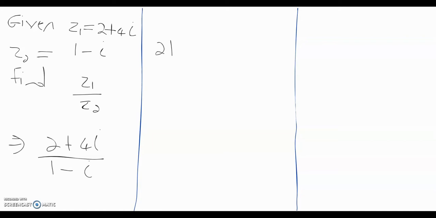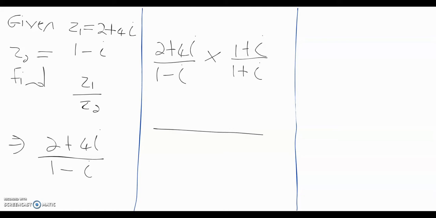So I'm going to have 2 plus 4i over 1 minus i multiplied by the conjugate of the denominator. And of course, the conjugate in this case would be 1 plus i. But we multiply by 1 plus i over 1 plus i because it's actually multiplying by 1, which is a multiplicative identity. In my numerator, I'm going to have to do it the long way, as you know.